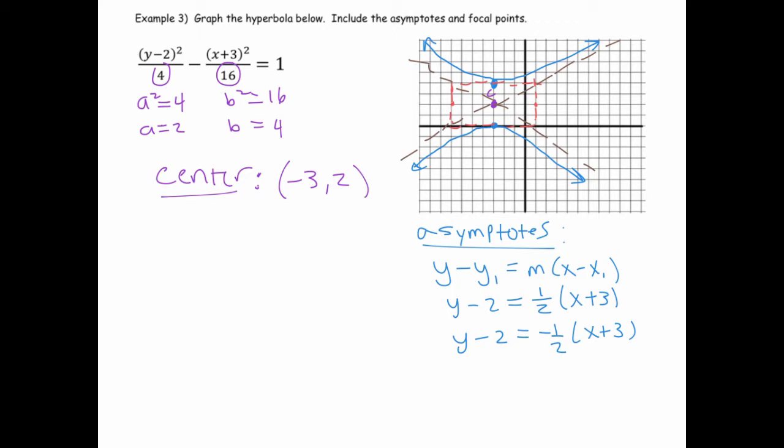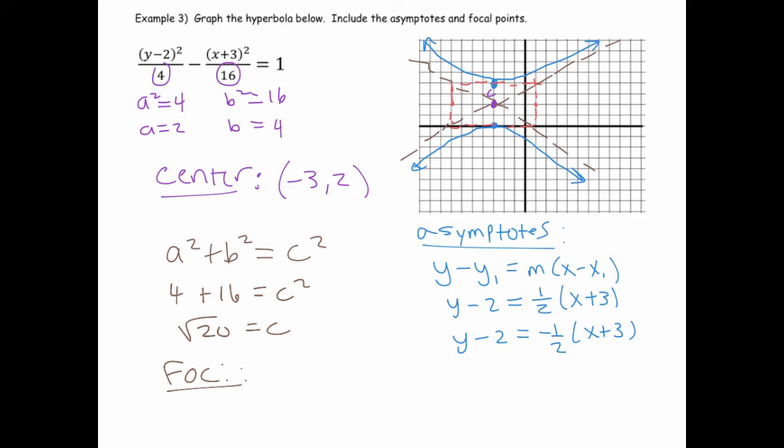Okay, now let's find the focal points. And I think what we're going to do is use that good old Pythagorean identity again. So a squared plus b squared equals c squared, so 4 plus 16 equals c squared. So the square root of 20 is what c is equal to. And we want to move along the transverse axis a distance of root 20 from the center up and down. So the center is at negative 3, 2. So the foci should have the same x coordinates.